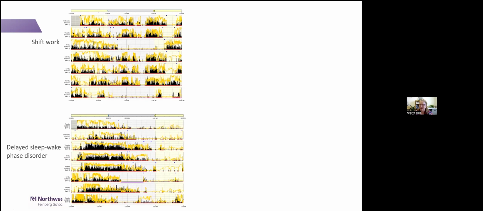We also study people with delayed sleep-wake phase disorder, for example, and those are people who tend to be night owls, and they have difficulty falling asleep as early as they would like, and they tend to sleep very late. So in this case, these people are getting a lot of light at nighttime, and then sleeping all the way through till noon, sometimes 1 or 2 in the afternoon.